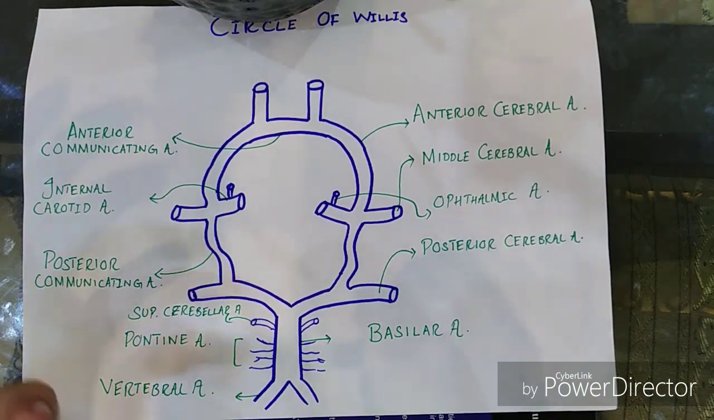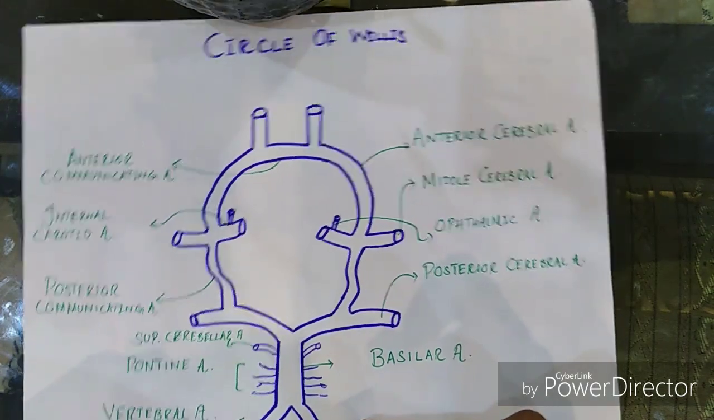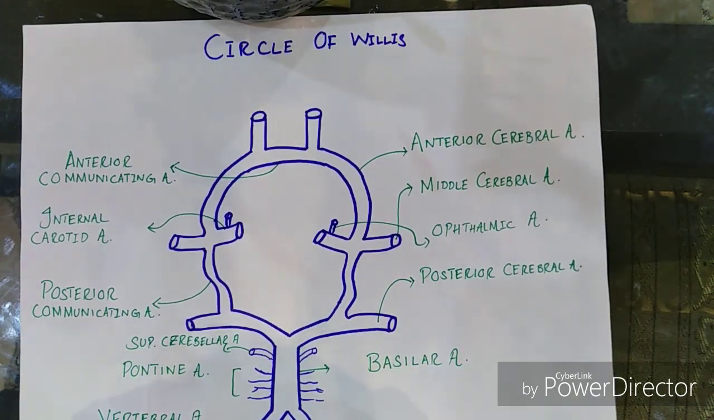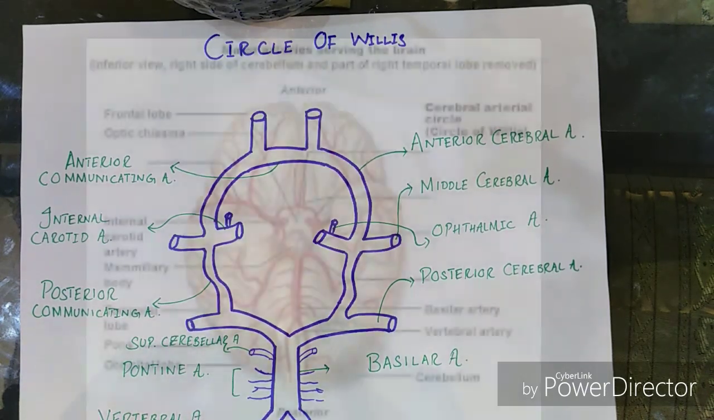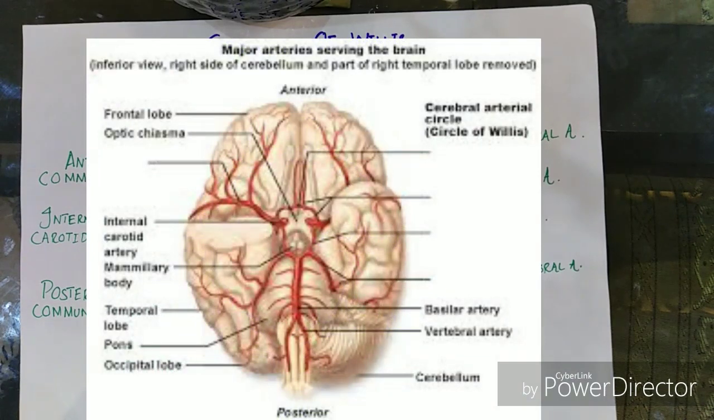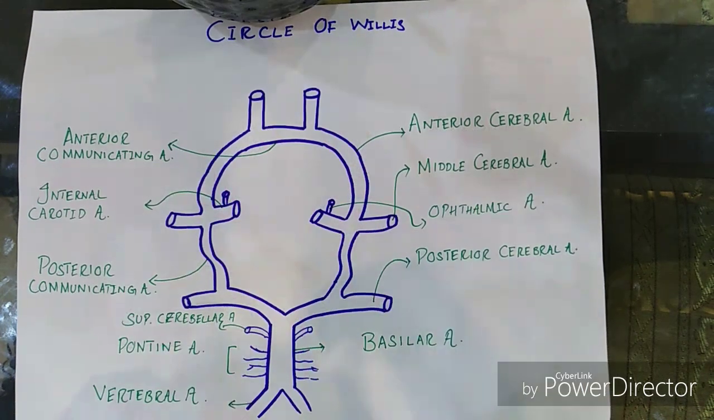Okay, I have told you about all the different parts of the circle of Willis and their branches and the parts of the brain which they supply. I hope you got an understanding of the circle of Willis and the blood supply of the brain. I will again show you the image of the brain in which you can see these arteries supplying the different parts of the brain. I have broken it down into a simpler diagram. I hope you can easily memorize it.